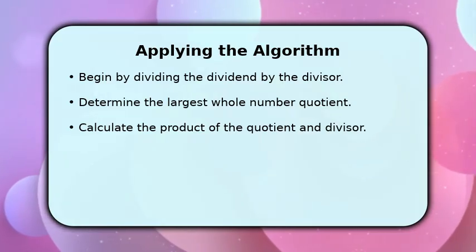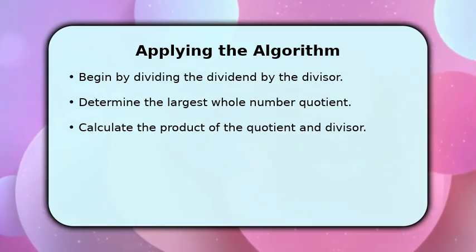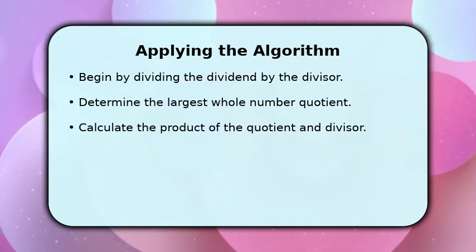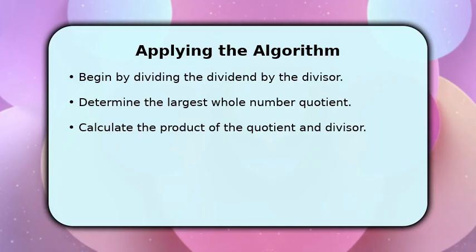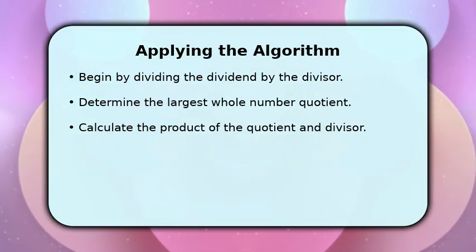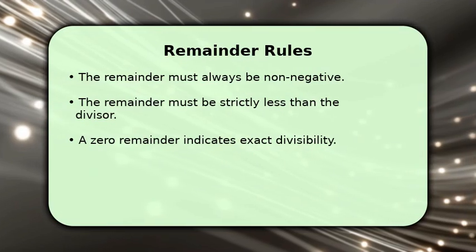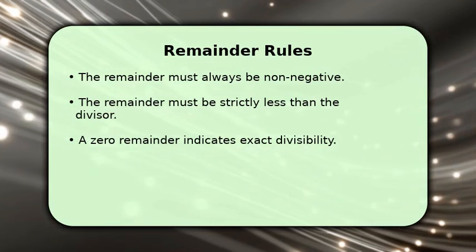Then, you multiply this quotient by the divisor. Finally, subtract that product from the original dividend to find your remainder. This systematic approach ensures accuracy every time. Understanding the remainder is crucial for correctly using the division algorithm.